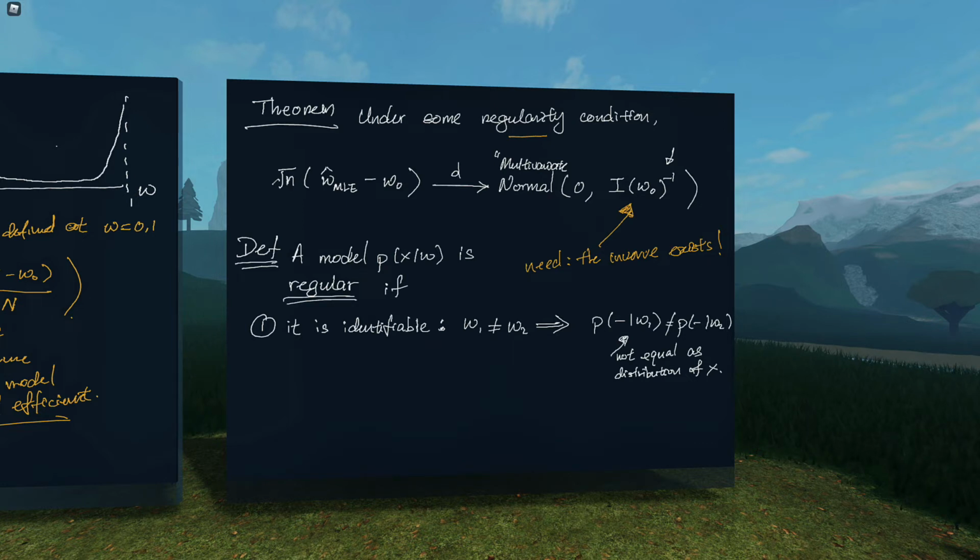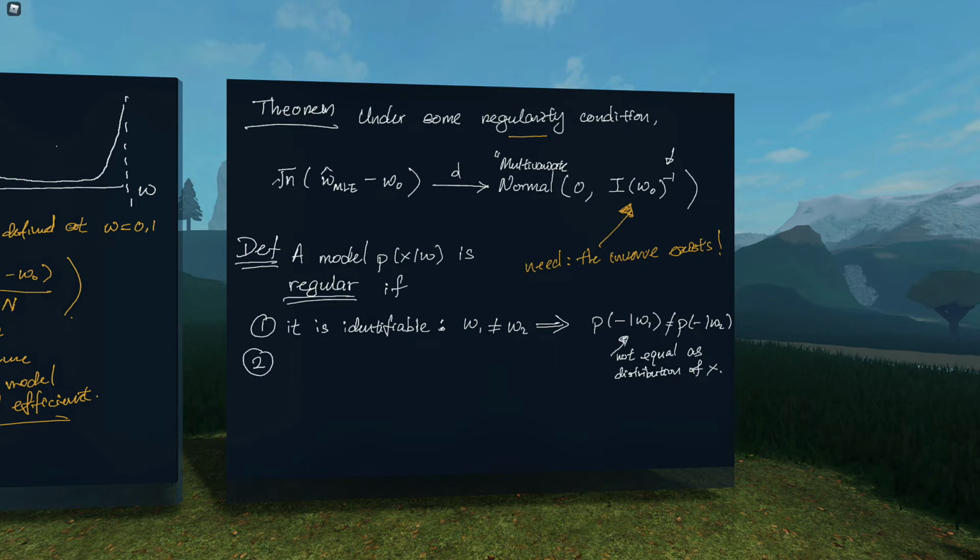outside of the zero set, for example. Sorry, I meant it's not equal as distribution. So the condition is just for a set outside of the set of measure 0 is fine. But if it's assumed continuous, then this is just not equal as function of X.